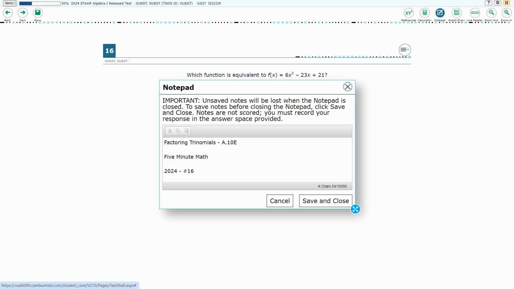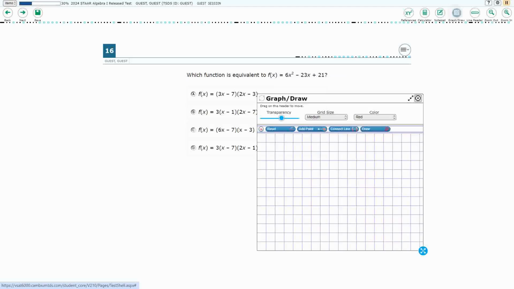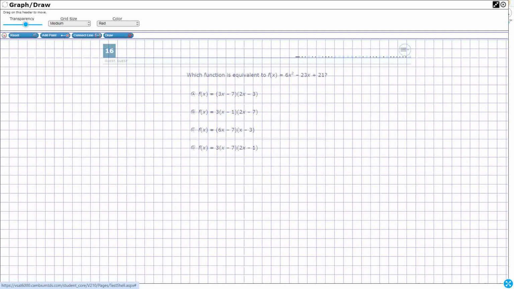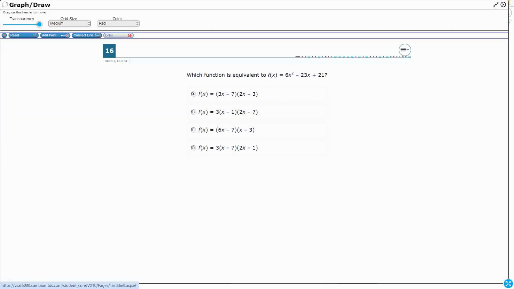Today we are looking at the Algebra 1 concept of factoring trinomials. This is standard A.10E in the great state of Texas, and we are using item number 16 of the 2024 released STAAR test. If you haven't done so already, please go ahead and take a moment to pause the video, work this problem out on your own, unpause it, and we will look at our answers together.